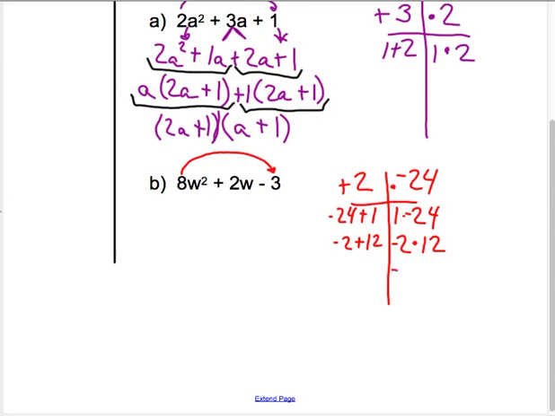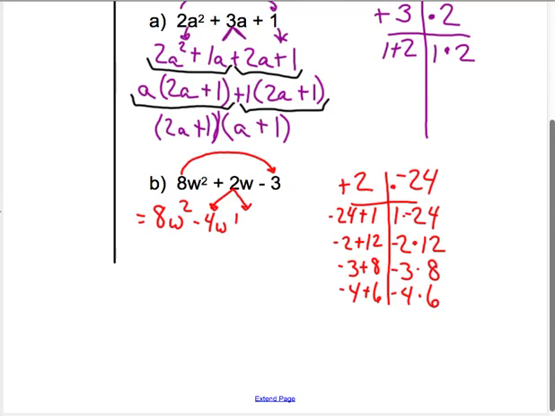So I'm going to check 3. 3 times 8 gives me 24, but -3 plus 8 is 5. So the next number is 4. 4 does go into 24. 4 times 6, and -4 plus 6 is 2. So we rewrite this, bring down your 8w squared. Your 2w gets split up as -4w plus 6w.